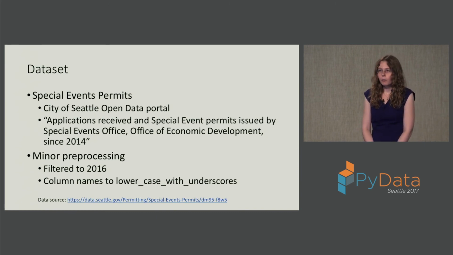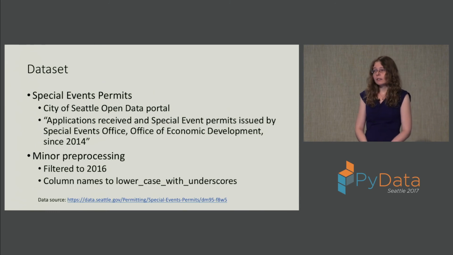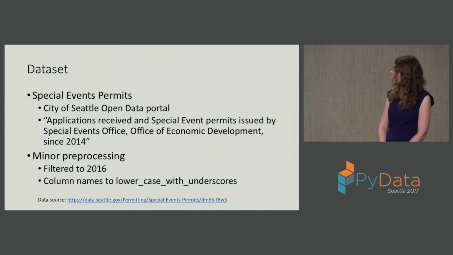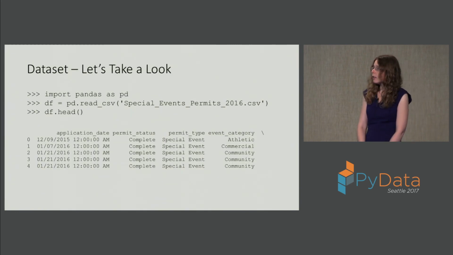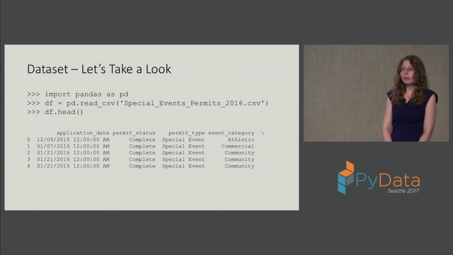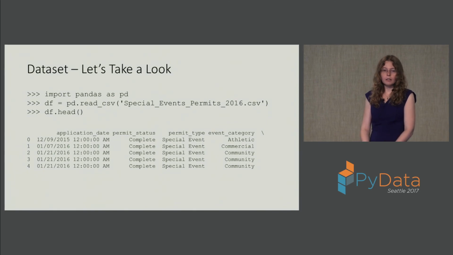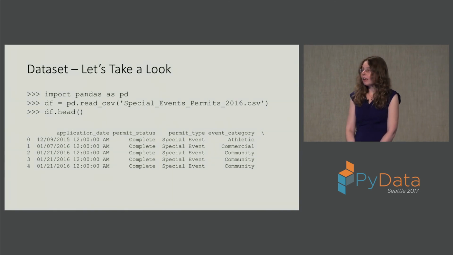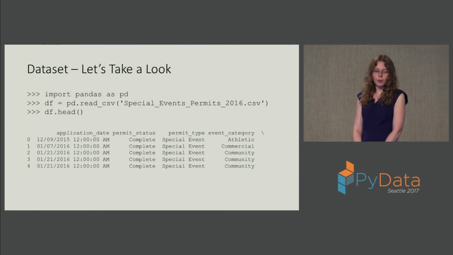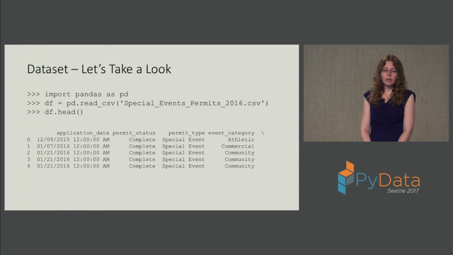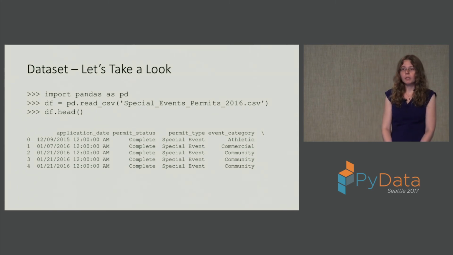The data set was several years long, so I filtered to just 2016, and I cleaned up the column names to lowercase with underscores. So let's take a look. We have this Pandas data frame. We'll import with the CSV function and use head to take a look at the first few rows. There's the application date. Permit status looks like the first few were all complete. Permit type looks like the first few were all special events. The category could be athletic, commercial, community, and there are a few more.